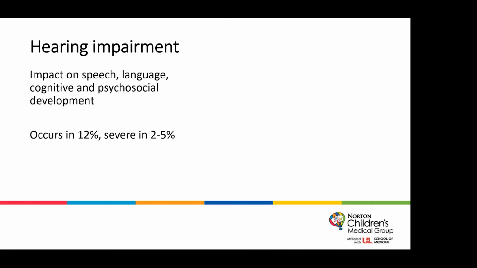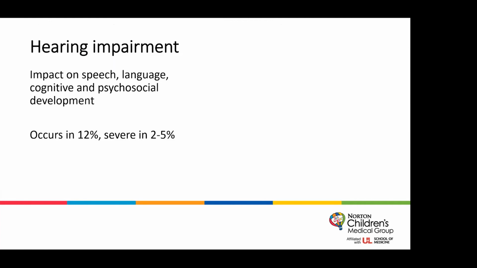And then lastly, we'll talk about hearing impairment. So hearing is important because this impacts everything we do: speech, language, cognitive, and psychosocial development. So being able to hear is important for kids who are trying to grow and learn. It plays a big role with intellectual development. Occurs in about 12% of kids, but about 2 to 5 have very severe hearing impairment.